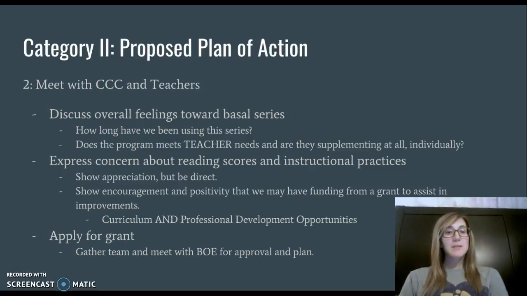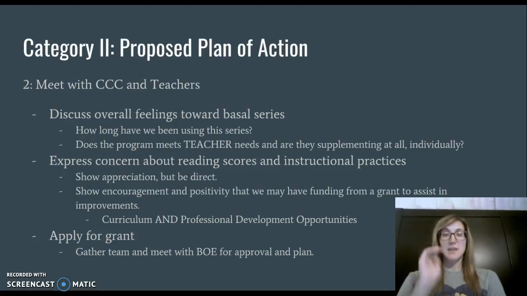Second step, I would like to meet with our curriculum team, so our CCC and our teachers. And first I'd like to discuss our overall feelings towards the Belisle series. Do the teachers feel that it's meeting their needs, or are they having to supplement a lot, and how are the resources that we're supplementing with corresponding from year to year, and how long have we been using the series?